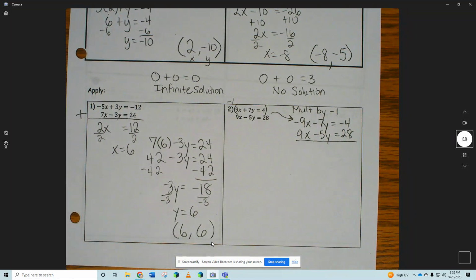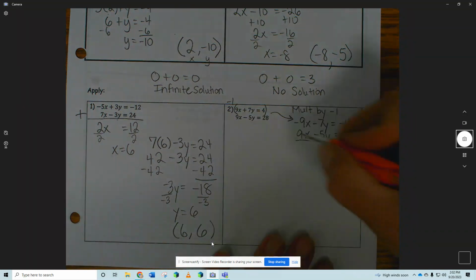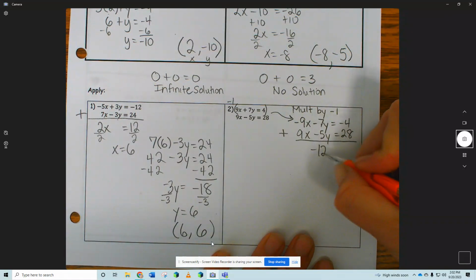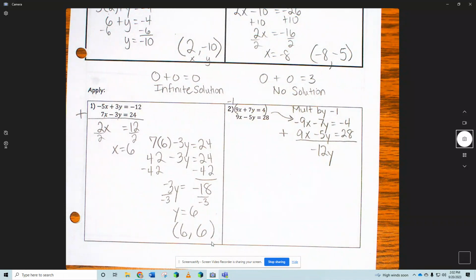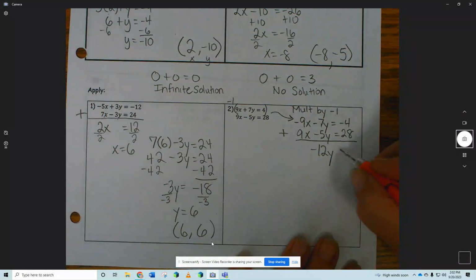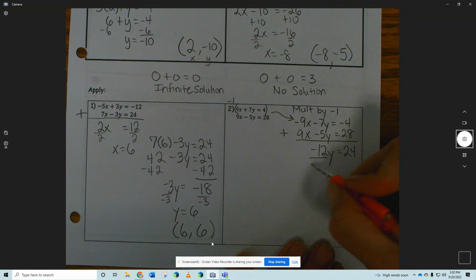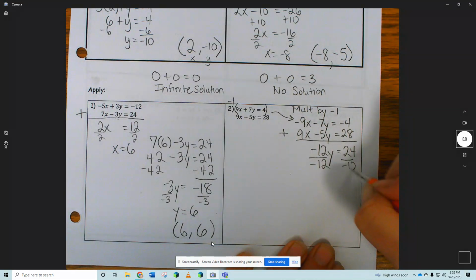Okay, now I'm good to cancel. The 9's are the same number and they're opposite signs. That's perfect. And I'm going to make an addition sign. I'm going to add these equations up. And I will get -7 and -5, -12y. And then 24. Okay. And I'm going to divide both sides by -12.